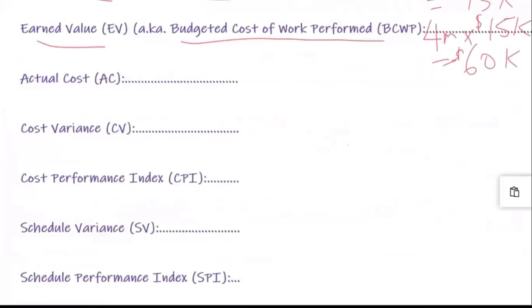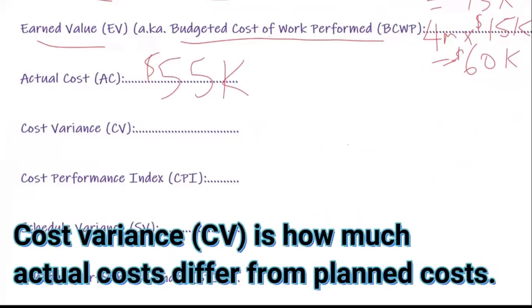Now let's go back to solving this. Actual cost. As you recall, we've spent $55,000, so that's a given, right? That's the actual cost. Now we do the formulas, all right? Cost variance. How much are we varying from the original plan? To solve the cost variance, you solve it by doing this. It's earned value minus actual cost.